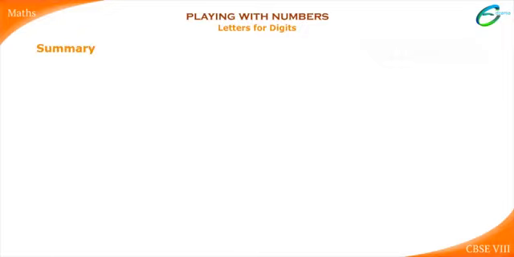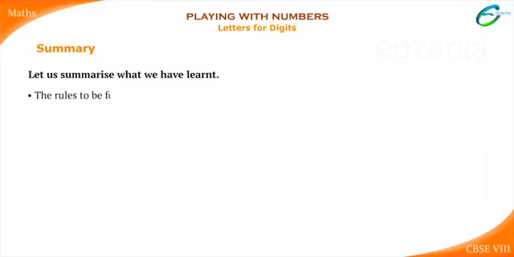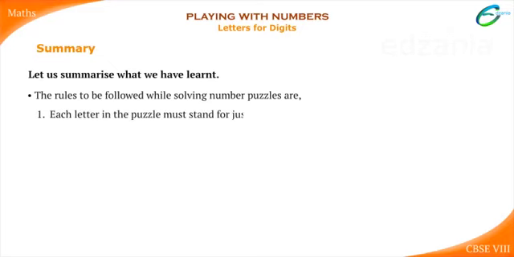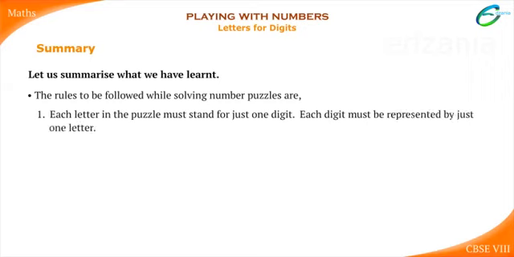Summary. Let us summarize what we have learned. The rules to be followed while solving number puzzles are: each letter in the puzzle must stand for just one digit. Each digit must be represented by just one letter. The first digit of a number cannot be 0.